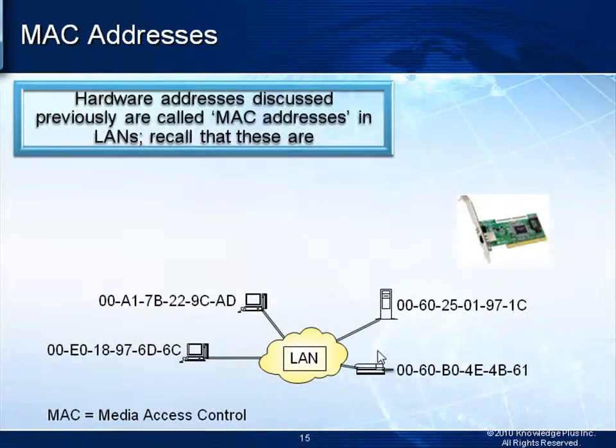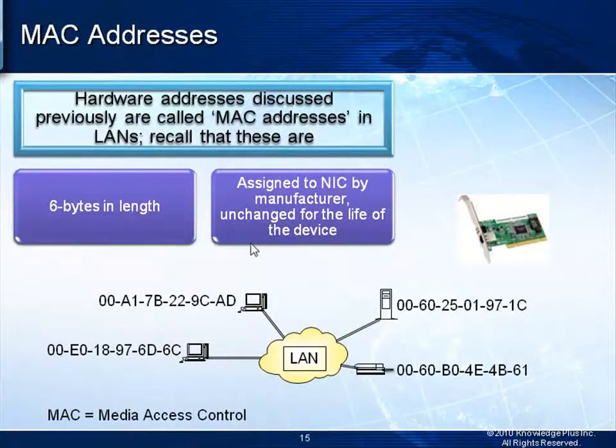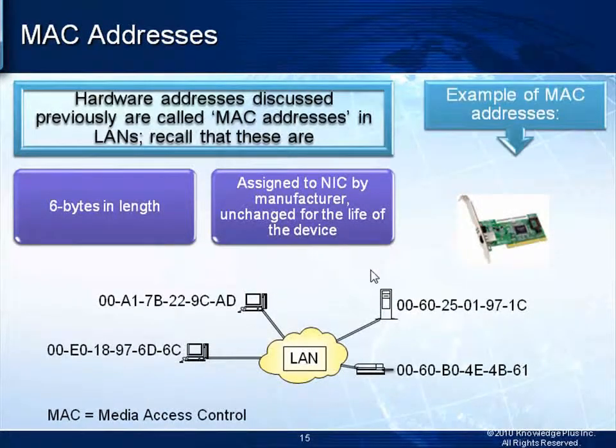Another name for these hardware addresses was data link addresses, but one that we often call them, or just hardware addresses, are MAC, Media Access Control addresses. And remember that they're 6 bytes, 48 bits, and assigned to the network interface card by the manufacturer and are unchanged for the life of the device. I think I mentioned in earlier generation devices that these addresses were changeable, but we learned through experience that it's not a wise thing to do. Let the address be permanently part of the network interface card.